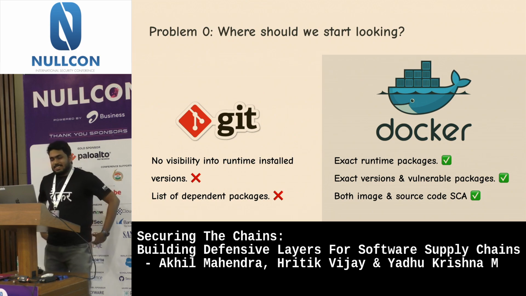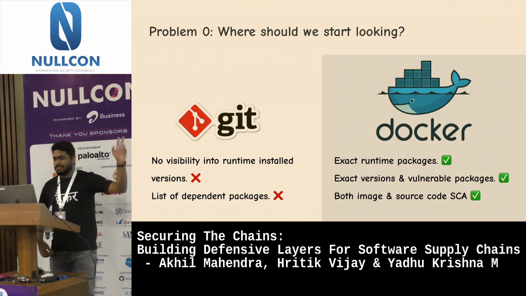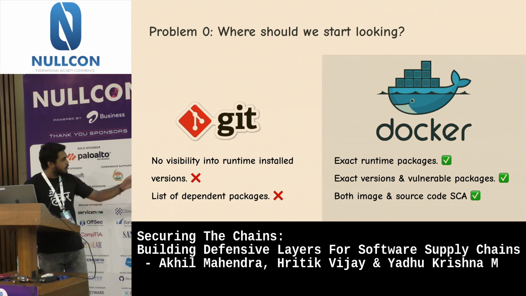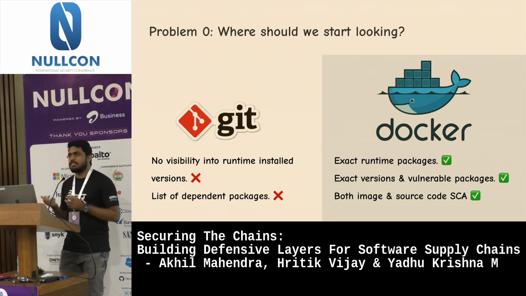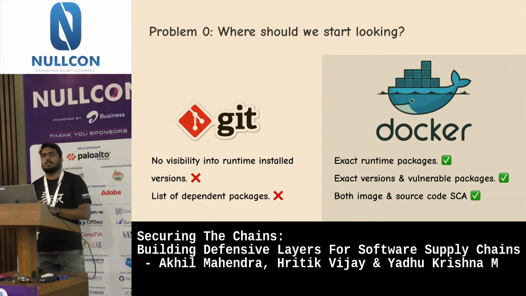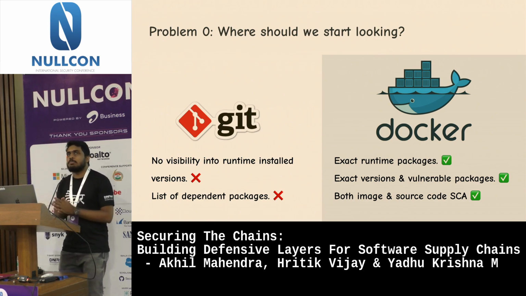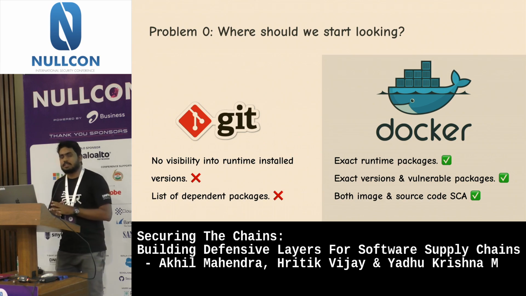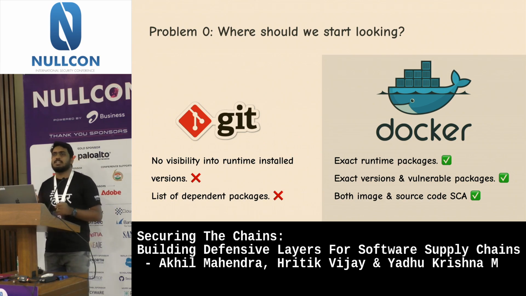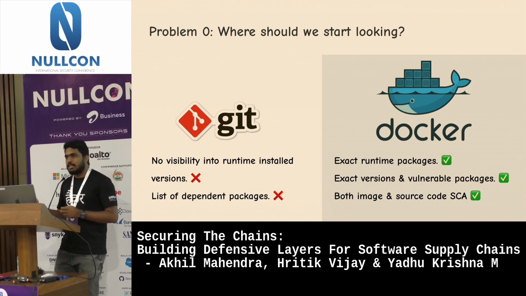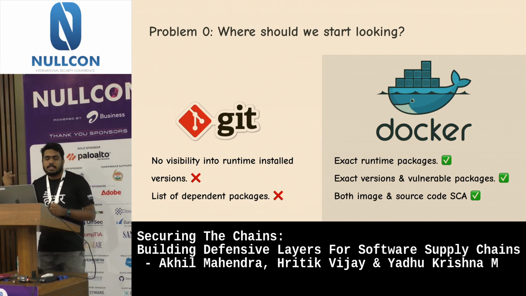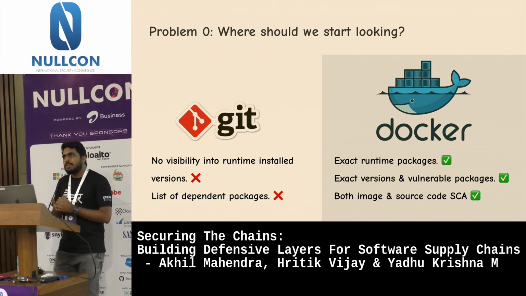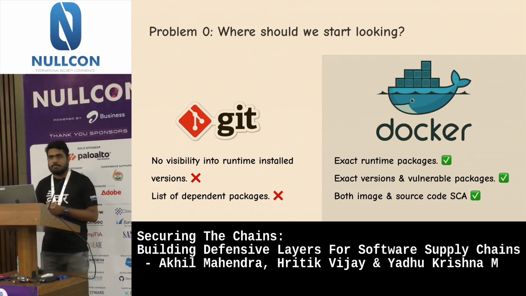Here is how we started. We chose to start with Docker. Why? If we choose to go with Git, you won't have visibility into the exact runtime-installed versions of the packages. Let's say it's a Maven project. When you build, the versions of the packages might change. It might install some other particular version. And you might not even get the full list of dependencies. So that is also a problem.